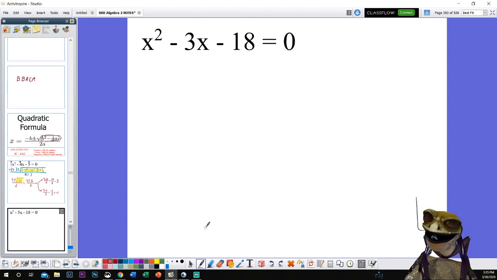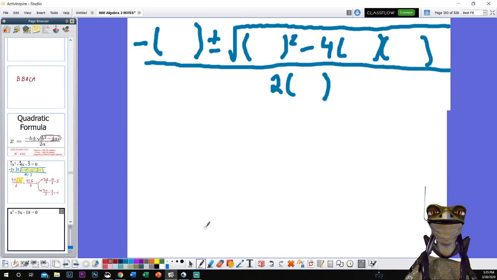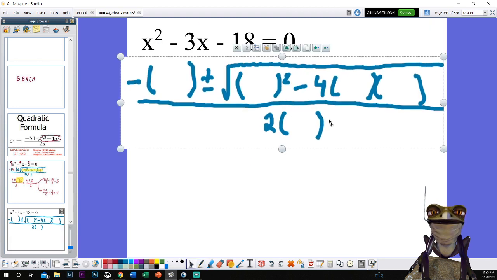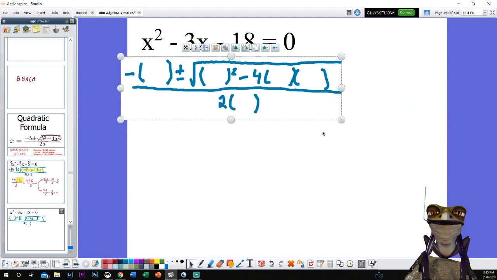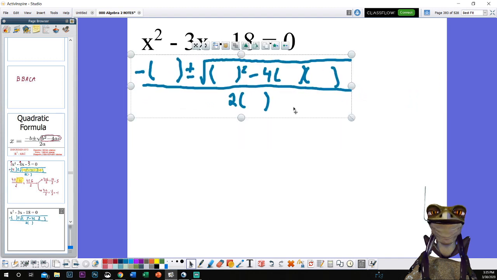All right, off we go to another example. I'm going to go ahead and paste my beautiful formula right here. It's a little big, so let's shrink it down. All right, so there it is. I'm going to do the same thing that I did before. If there's no number in front of a variable, I always put a 1, and I'm always going to label A, B, C, making sure it's in standard form first.